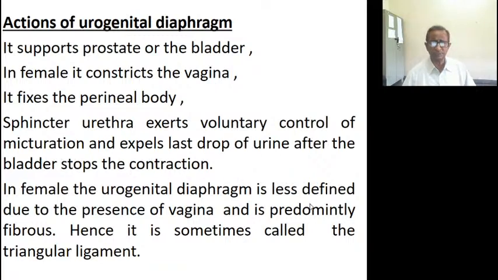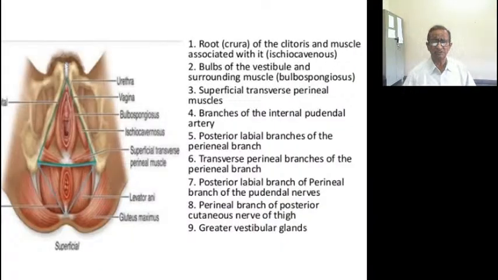In female, the urogenital diaphragm is less defined due to the presence of the vagina and is predominantly fibrous. Hence, it is sometimes called the triangular ligament. Next, we have the superficial perineal pouch. This is a diagram of the superficial perineal pouch, wherein we are showing the urogenital triangle from the pubic symphysis to the imaginary line drawn between the ischial tuberosities. And then below we have the anal triangle, from the line between the ischial tuberosities to almost the sacrum.